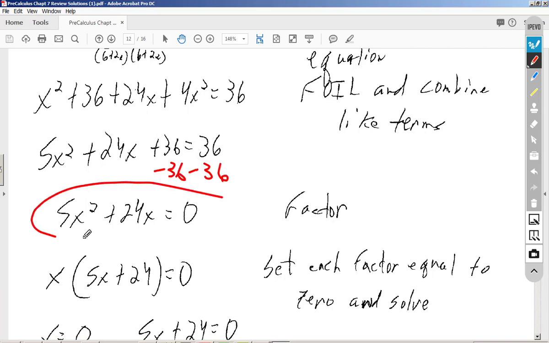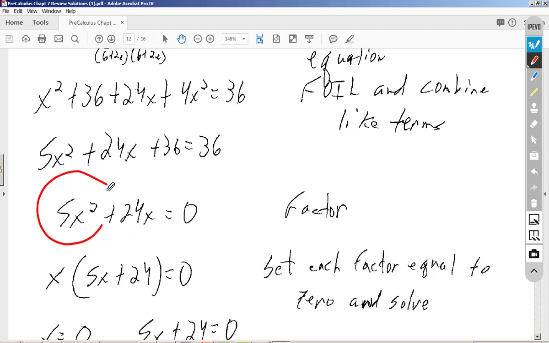And I get 5x squared plus 24x all equals 0. I'm going to factor this. Now the only thing that I can factor out of this, remember, it doesn't factor two binomials, it only factors the common factor, which is x. So I'm going to take an x out of both sides. I write it out front, and then I put in my parentheses.